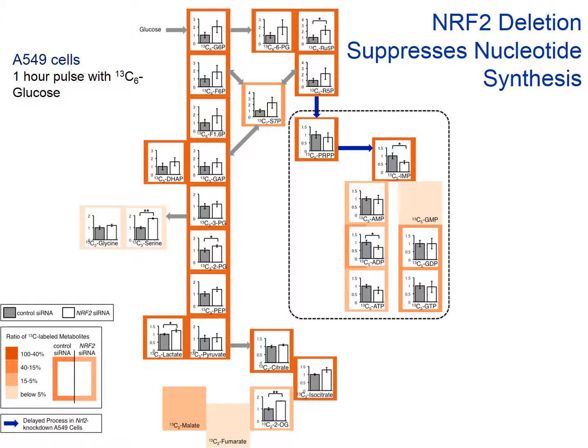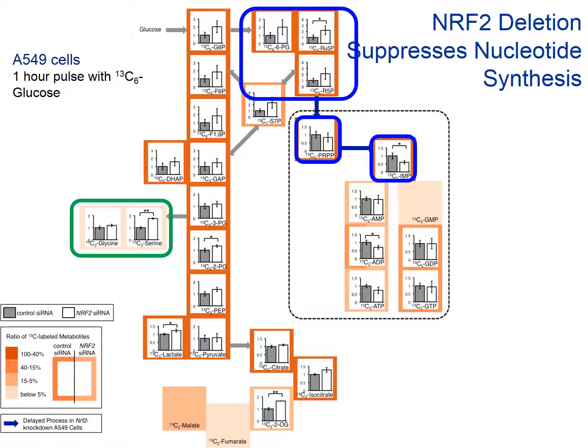A more detailed analysis interestingly revealed that when NRF2 is deleted, while IMP and PRPP were reduced, resulting in a decrease in nucleotide synthesis, the other pentose phosphate pathway metabolites were all increased, suggesting a stagnation of the pentose phosphate pathway. We can also see that there is increased flux towards serine as a result of the elevated glycolytic and pentose phosphate pathway intermediates.